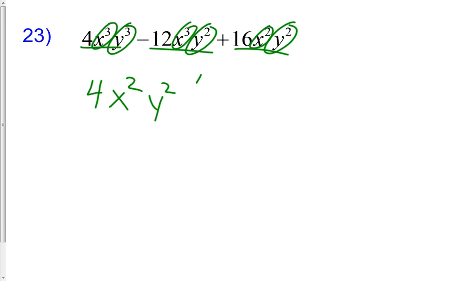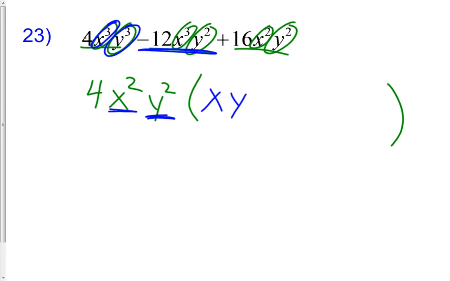So once I do that, I write whatever I have left. 4 divided by 4 is 1. X to the third, and I took out an x squared, so I have x to the first left. Y to the third, and I took out a y squared, so I have y to the first left in the first term.